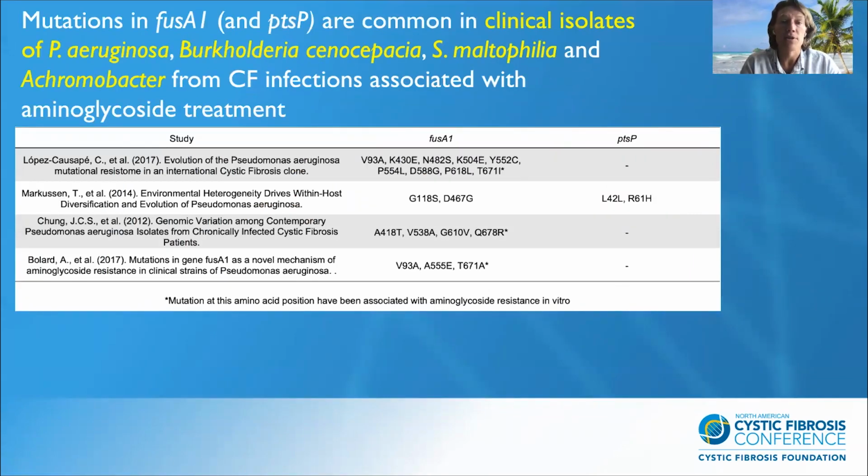We found these mutations are common in clinical isolates of Pseudomonas aeruginosa, but also, as I'll show, in Burkholderia cenocepacia, Stenotrophomonas, and Achromobacter. Here is a summary of surveys of isolates from the CF airway. We see an abundance of previously unrecognized mutations in fusA1, and also some mutations in ptsP.